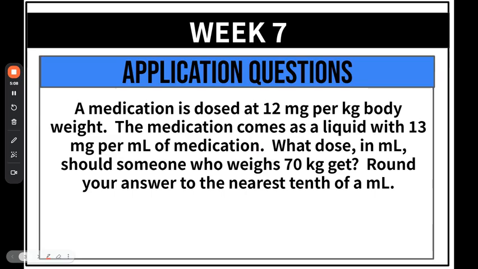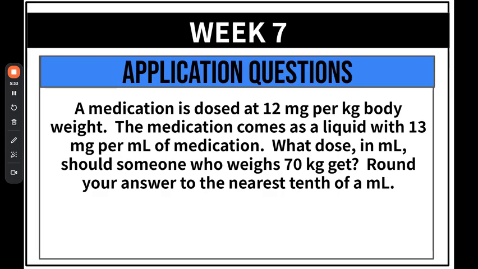Okay. Question number 3. A medication is dosed at 12 milligrams per kilogram of body weight. The medication comes as a liquid with 13 milligrams per milliliter of medication. What dose in milliliters should someone who weighs 70 kilograms get? Round your answer to the nearest tenth of a milliliter.